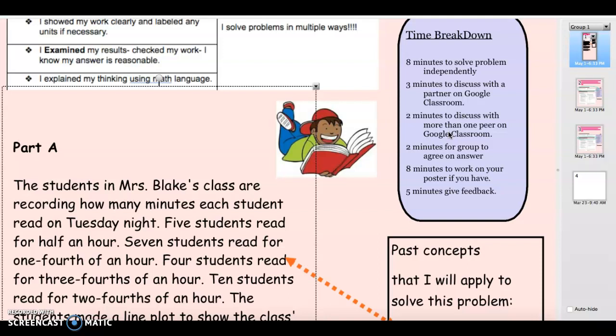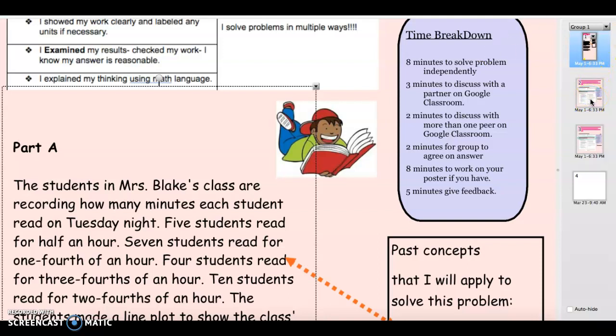Be creative. If you have poster paper, use poster paper. If you have markers and crayons, make it beautiful, make it creative. This is your work and post it. I'm actually going to post the best one as an exemplar for next week.